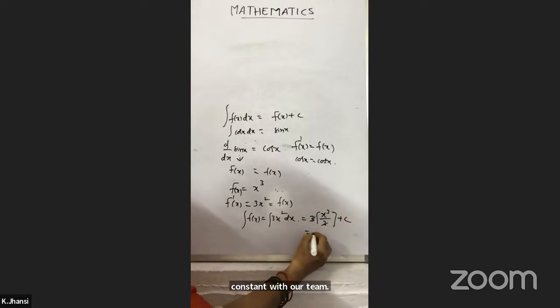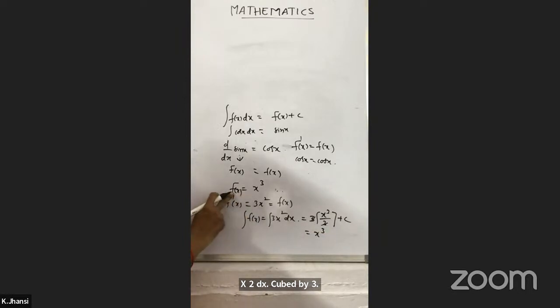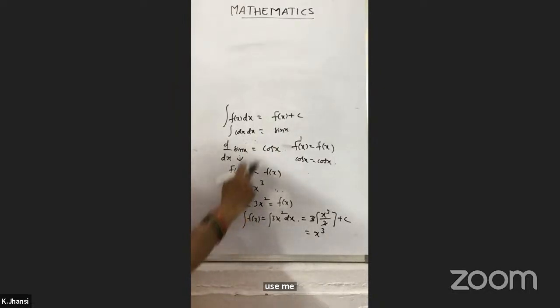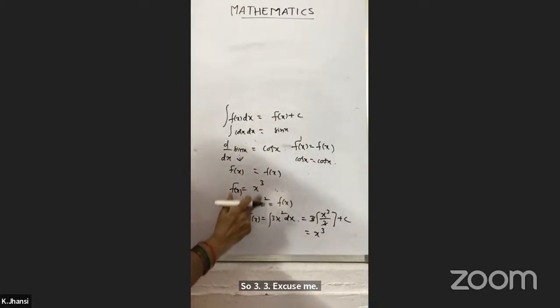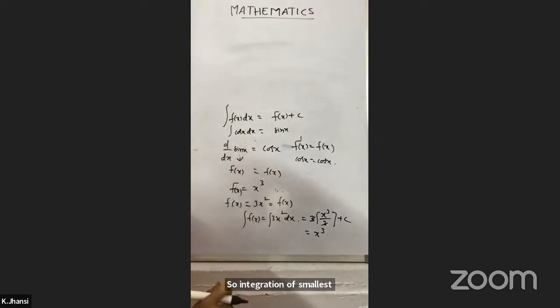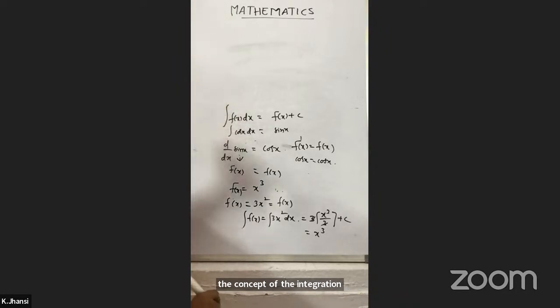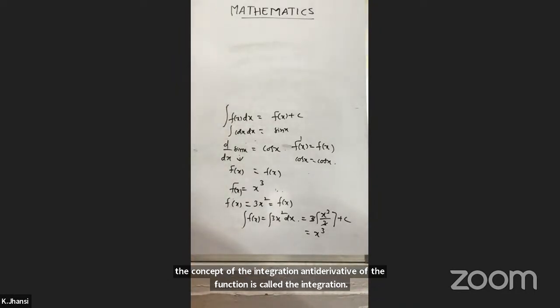సో 3 రెండు క్యాన్సిల్ అయిపోతే ఏంటి x cube ఏంటి క్యాపిటల్ f of x. సో ఇంటిగ్రేషన్ ఆఫ్ స్మాల్ f of x ఏమొస్తుంది క్యాపిటల్ f of x. సో దీని యొక్క యాంటీ డెరివేటివ్ ఇస్ దిస్ వన్ అండ్ దిస్ ఈస్ ద కాన్సెప్ట్ ఆఫ్ ద ఇంటిగ్రేషన్. Antiderivative of a function is called the integration, or we call it as an indefinite integral.